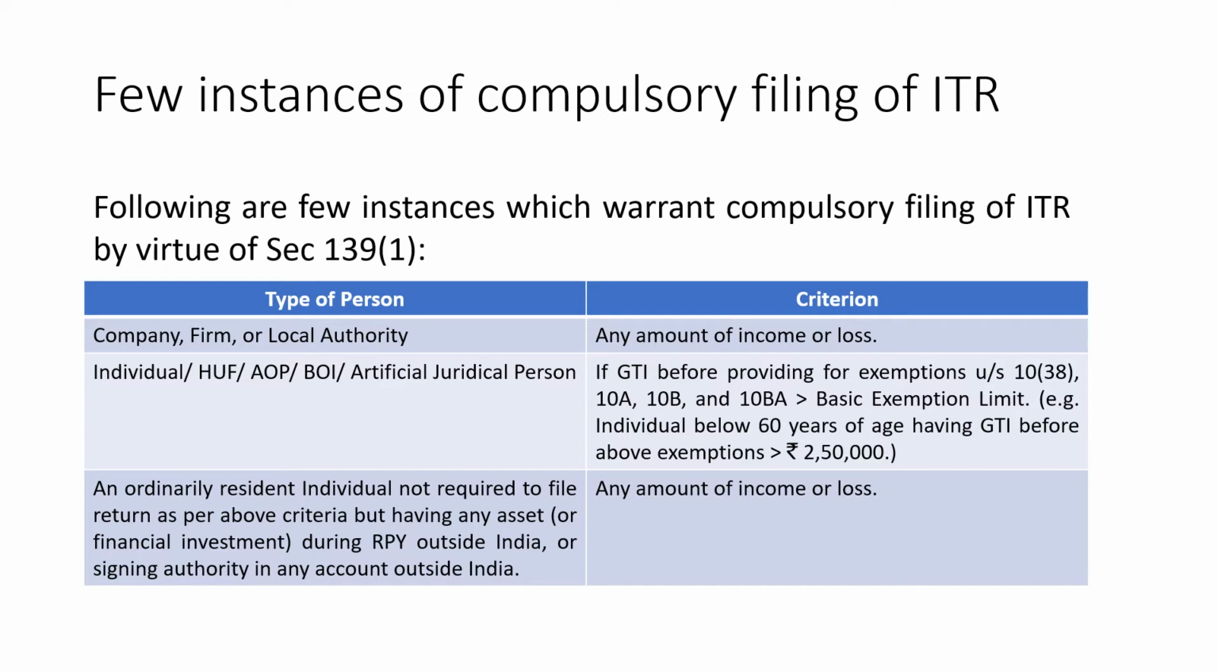For example, individuals having below 60 years of age are subject to a basic exemption limit of rupees 2,50,000. So if their gross total income before providing any exemption under section 10(38), 10A, 10B or 10BA exceeds rupees 2,50,000, such individual shall be compulsorily required to file ITR as per section 139 subsection 1.